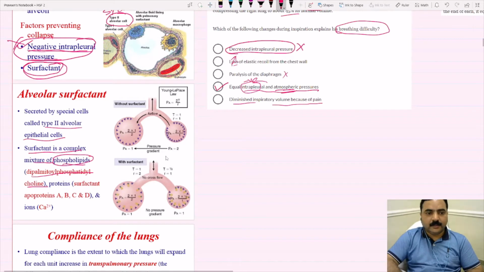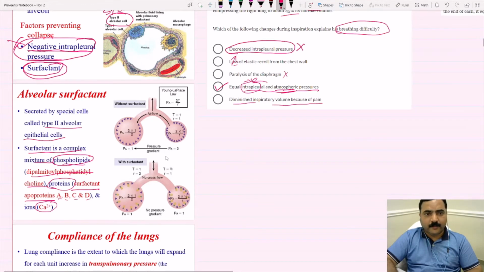Okay, so this along with calcium, which is used for the saponification process, is mainly the component. But there is another component that is required, that is the surfactant proteins or the surfactant apoproteins, which are named A, B, C, D, etc. These proteins help with the spreading of the surfactant. Spreading of the surfactant is very important. So the spreading is caused by these surfactant proteins.